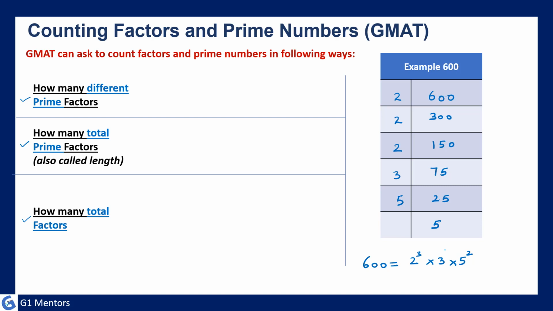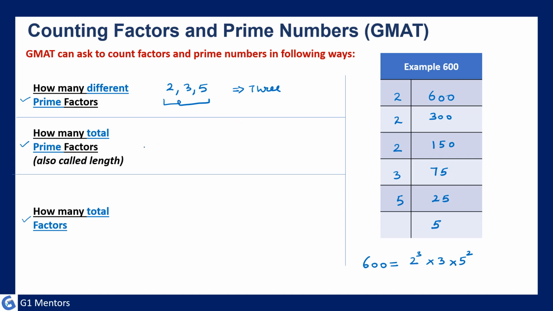Now let's try to answer these questions. How many different prime factors are there in the number 600? The answer is 2, 3, 5. These are the distinct prime factors that 600 has. So the answer to this question is 3.